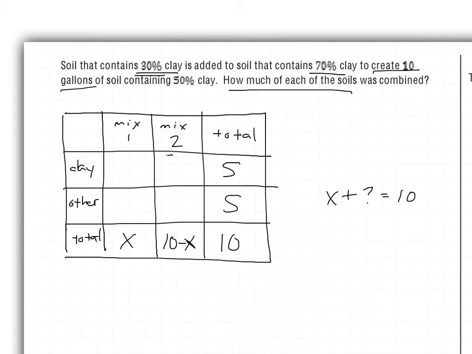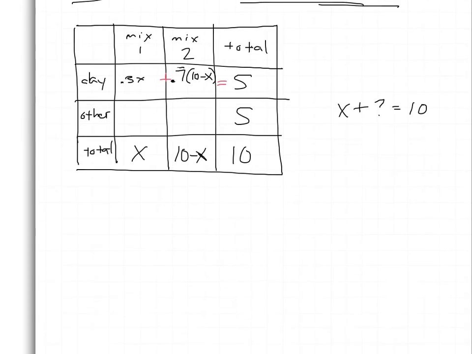So as we look at this, we know that 30% of this one, so if we're thinking about percent times whole, this one is going to be 0.3 times the whole thing, which is x. So this is 0.3x, and mixture 2 is going to be 0.7, and the total there is 10 minus x. And we know that that's supposed to add up to equal 5. And so that's actually the equation that we can use to solve this.